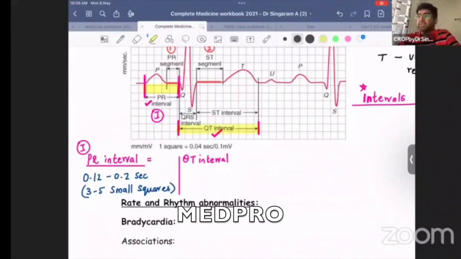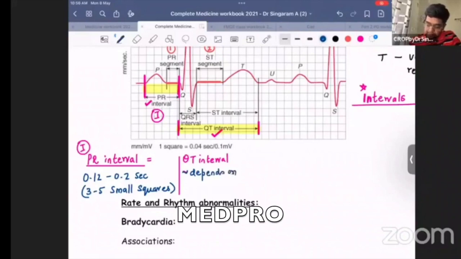Okay. And QT interval, please remember, it is not a fixed interval. It depends on the heart rate. Very important. It depends on the heart rate.